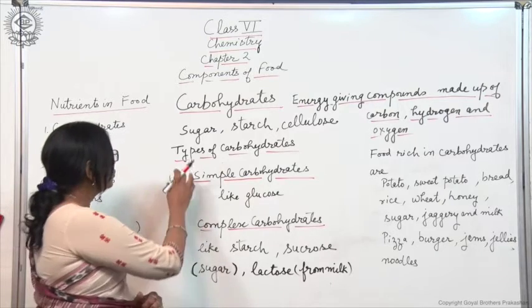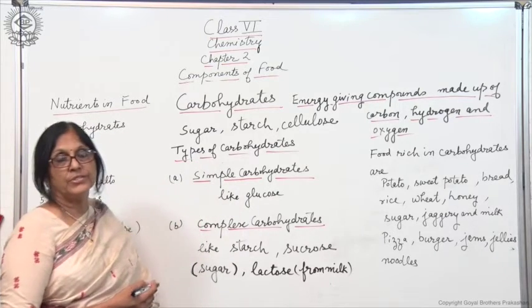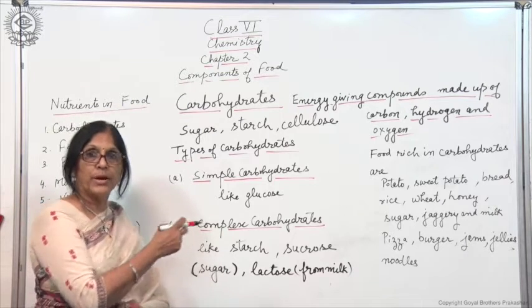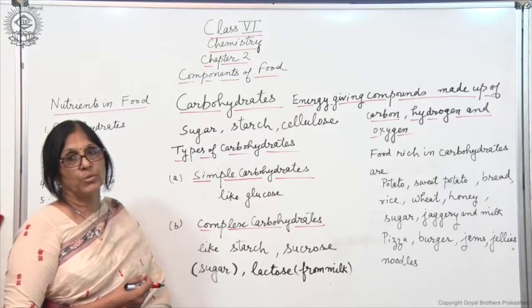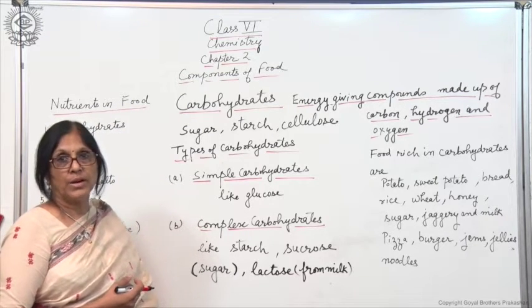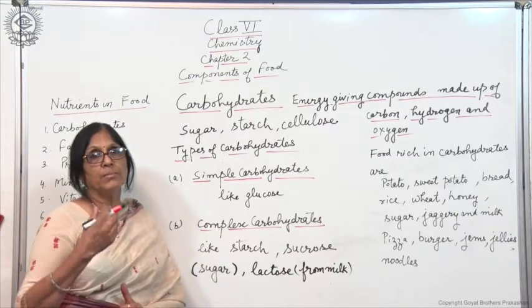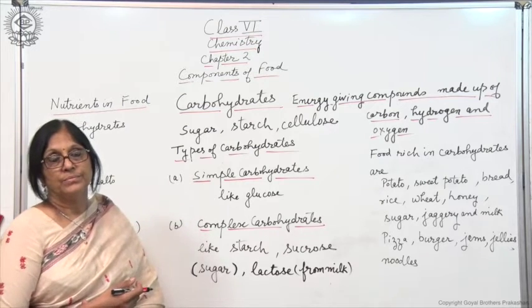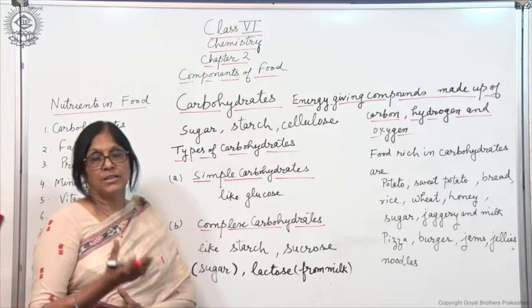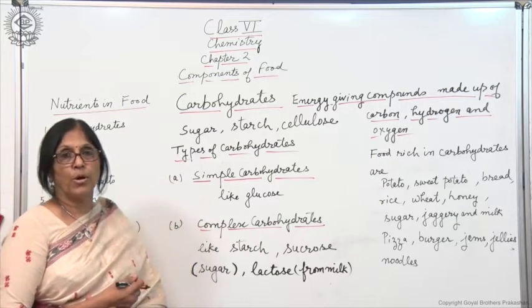There are two types of carbohydrates: simple carbohydrates and complex carbohydrates. Simple carbohydrates are glucose. Now glucose can directly be absorbed by the blood, and then it can be used to give energy to the body.